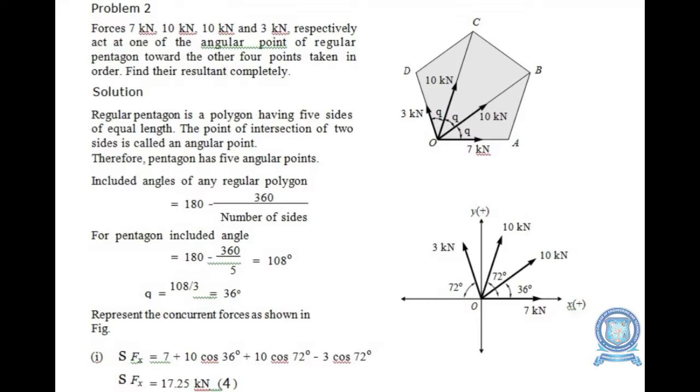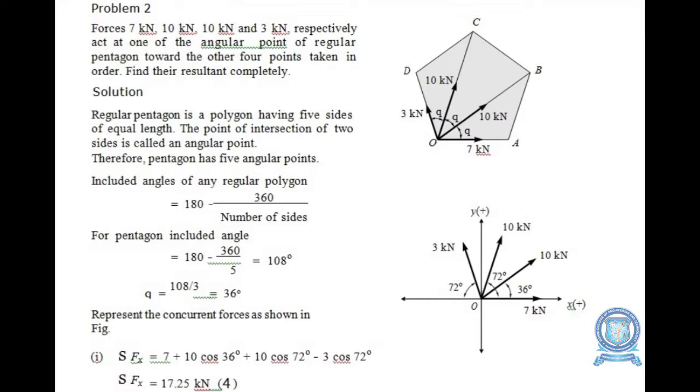7 kilonewton is perfectly horizontal, so it is angle 0, so no problem. But for the 10, 10 and 3 kilonewton forces, you want to find out the angle, okay. So you know the interior angle for a pentagon. There is a general formula for calculating the interior angle for regular polygons, okay. The formula is 180 minus 360 divided by the number of sides. Here the number of sides is 5, so that is 180 minus 360 by 5, which is equal to 108. Generally it's not a problem for you because you know the interior angle for a regular pentagon is 108.